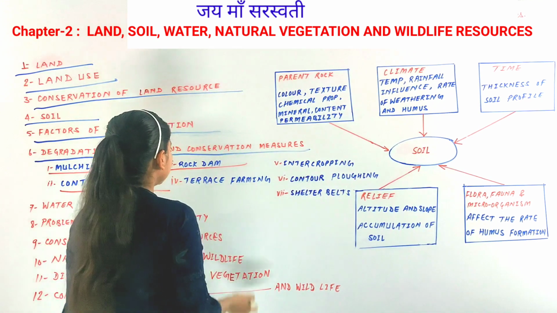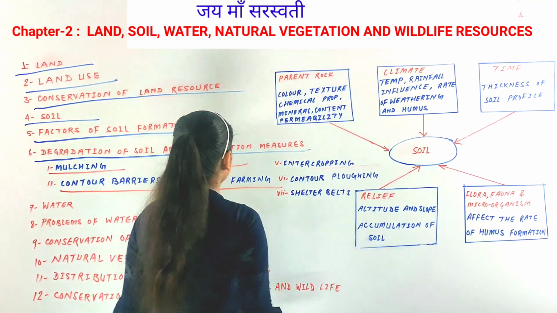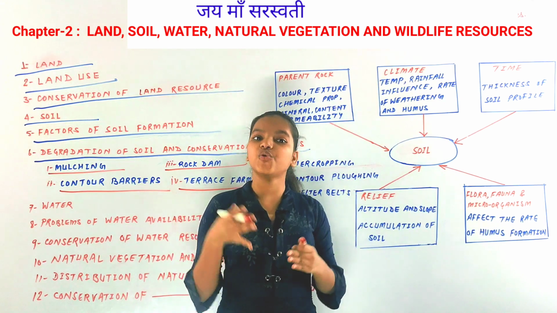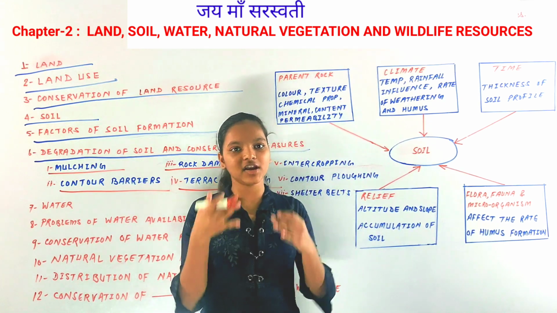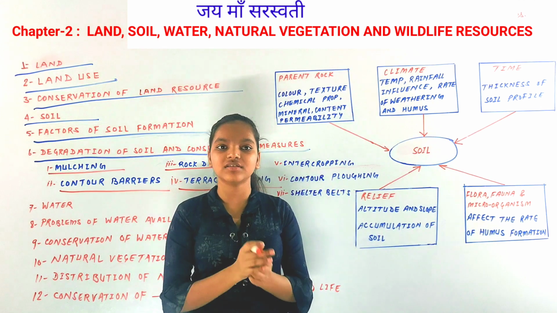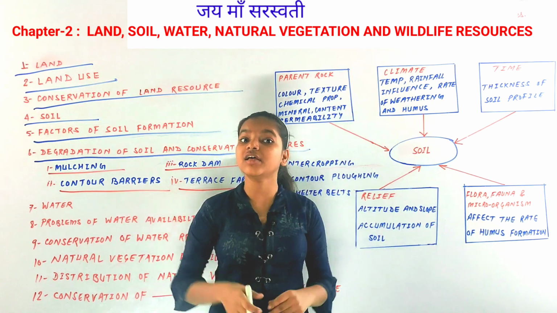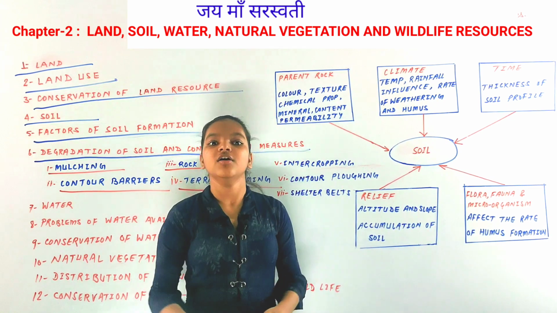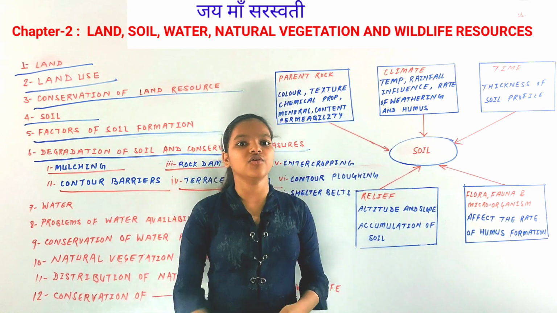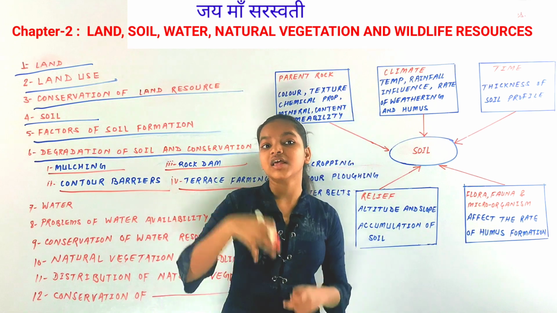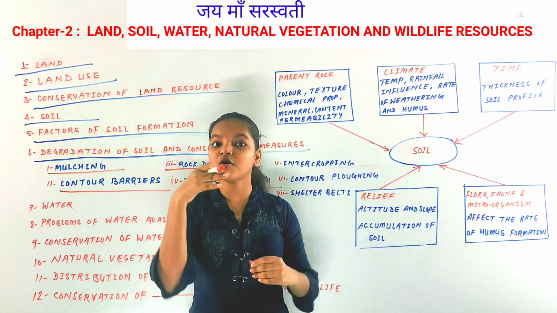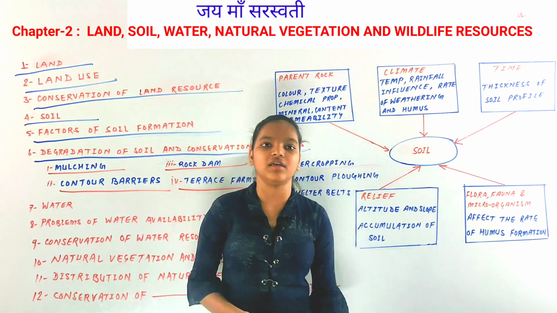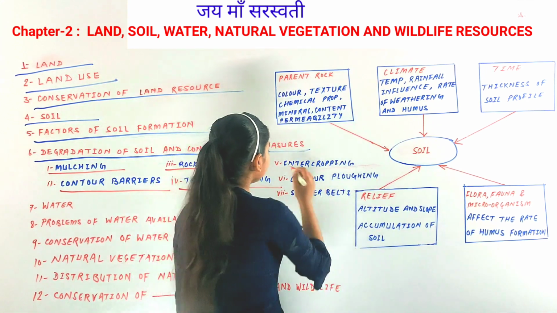Now the next method is terrace farming. Terrace farming is also one of the common methods to conserve soil. In terrace farming, people do farming along the hill slopes, so that the flow of water is slowed down on their crops. So they do farming along the slopes of hills. That is what is called terrace farming. Now next is intercropping.